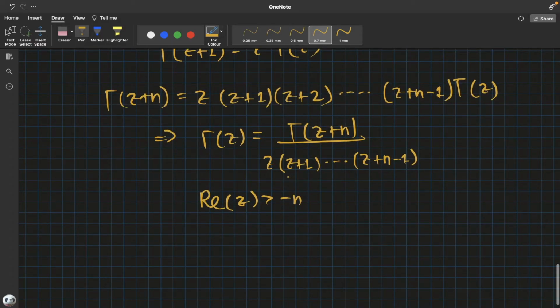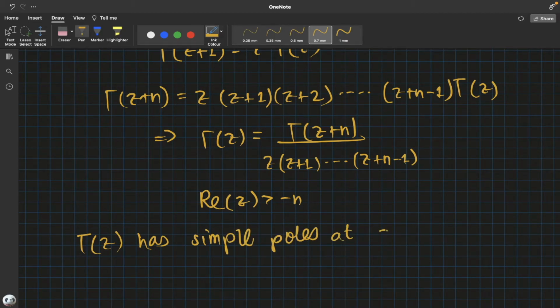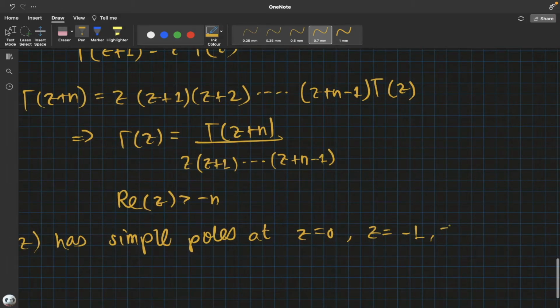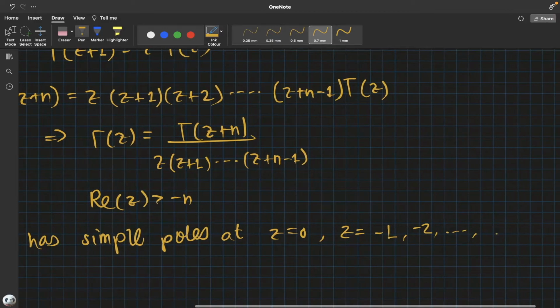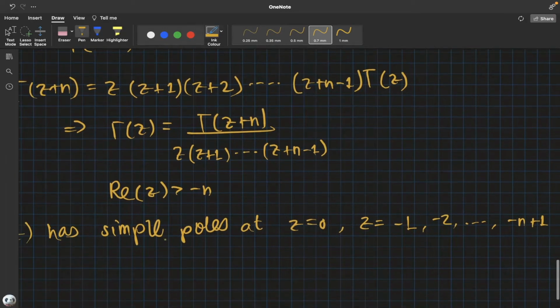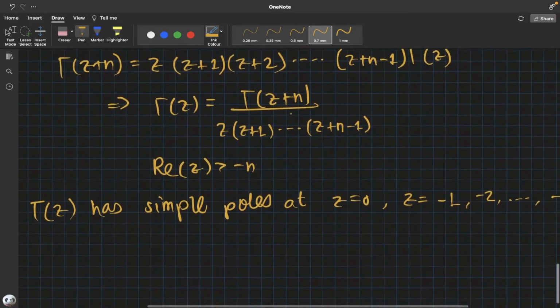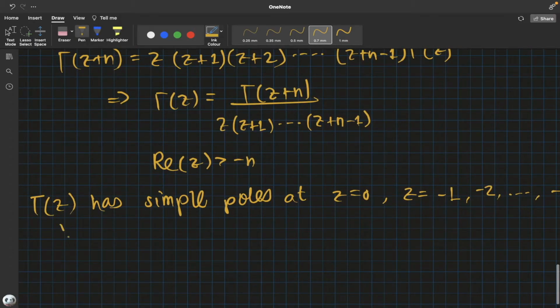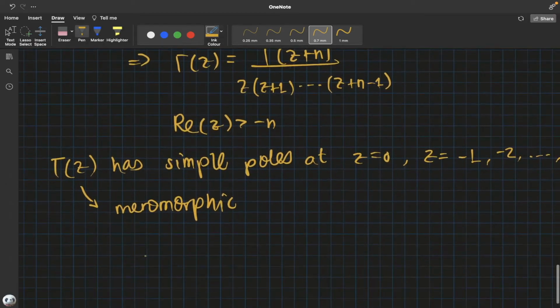The form of the denominator implies that gamma of z has simple poles at z equals 0, z equals -1, -2, to minus n plus 1. Since there are just simple poles, the numerator does not really contribute to anything. Gamma of z is meromorphic. There we go. Since it's meromorphic, that's nice.